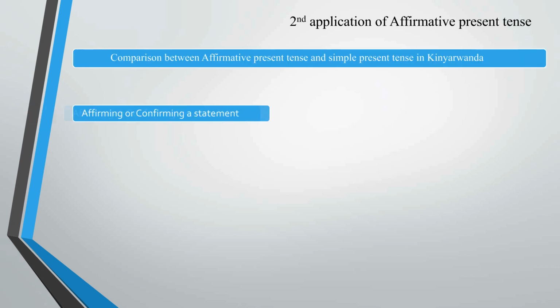The second application is whenever you are confirming or affirming a statement. In this situation, I want to compare the affirmative present tense with simple present tense so that we understand where they differ. I just want to let you know that a simple present tense in English as well as in Kinyarwanda is used when you are talking about something that is happening right away, or something that happens on a regular basis.